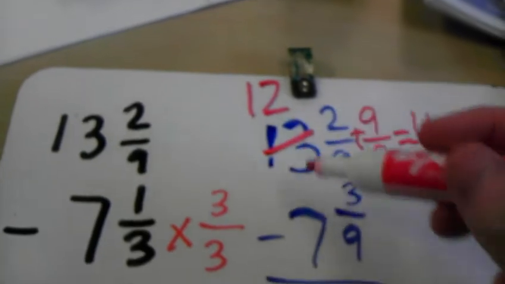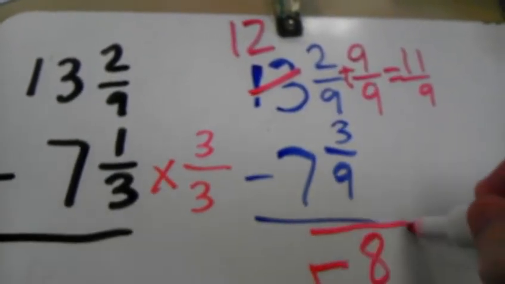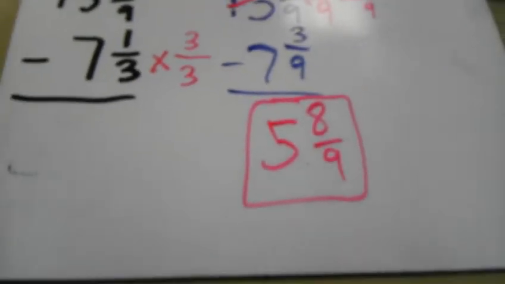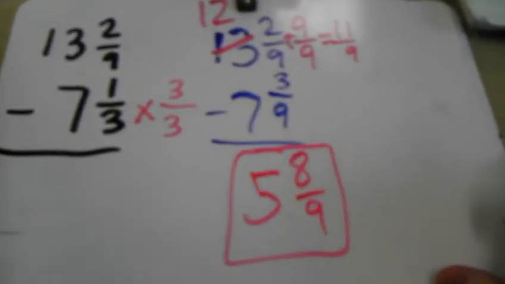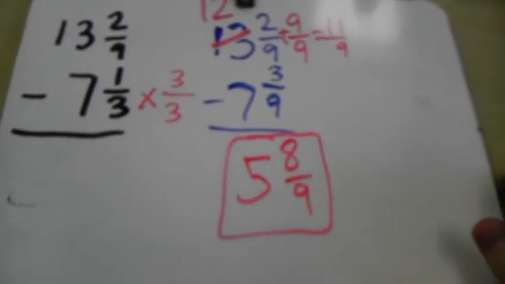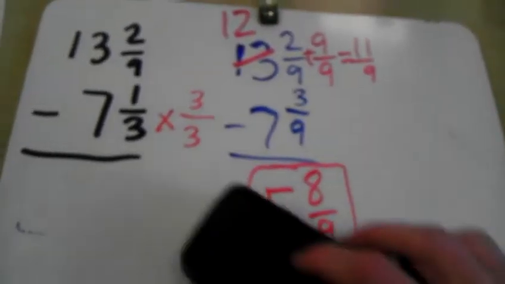since 11 minus 3 is 8, and then 12 minus 7 is 5. 8 and 9 don't share any common factors besides 1, so therefore my answer to this problem is going to be 5 and 8/9. Okay, the next problem I'm going to show you is a multiplication problem.